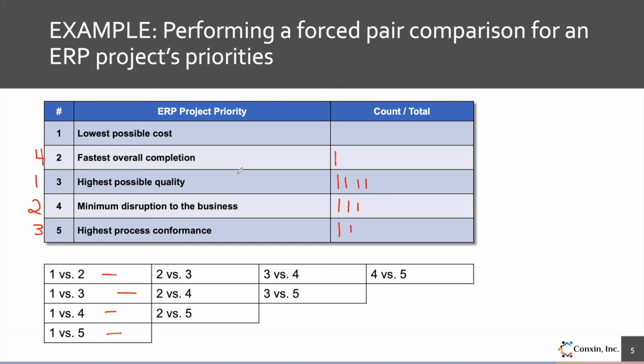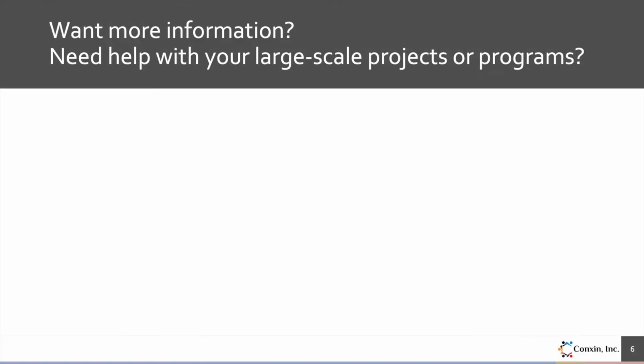What do you do if there's a tie? You'll take those items that are tied and do a forced ranking against those two. And you complete the process until all the ties have been resolved. So there you go. That's how to do prioritization using forced pairs.